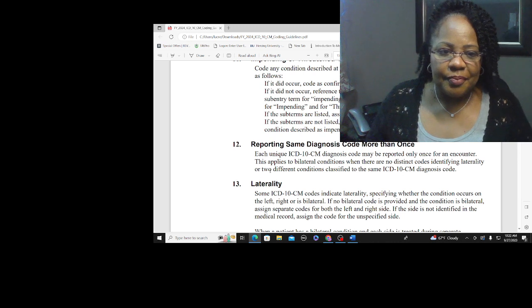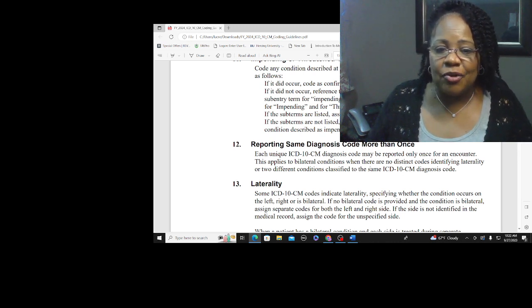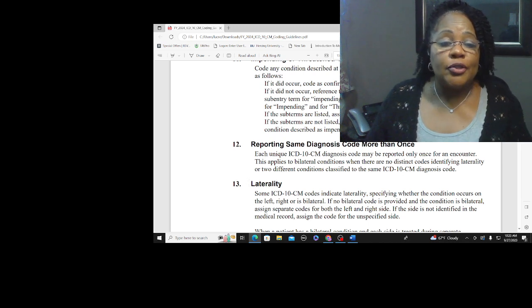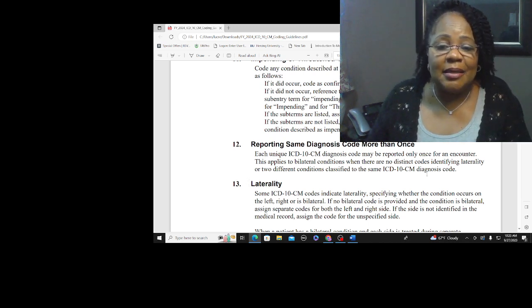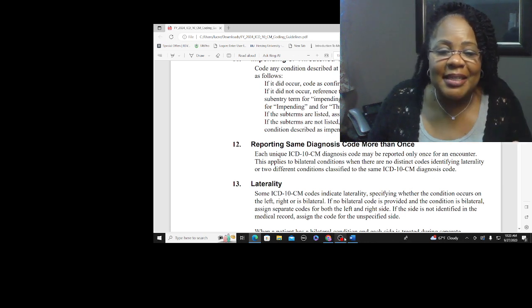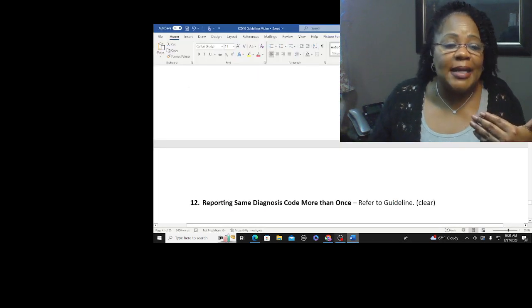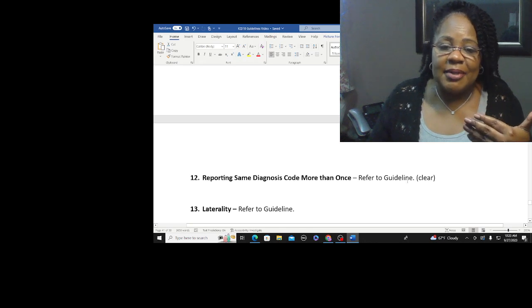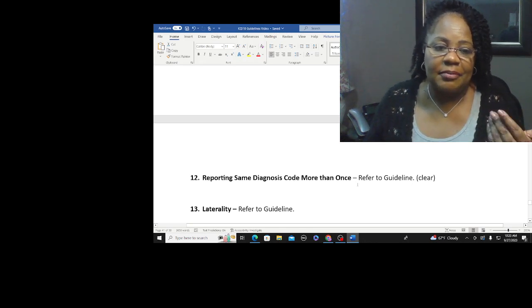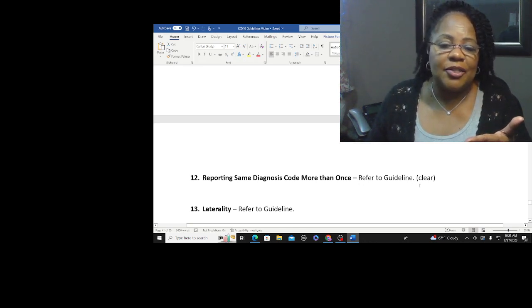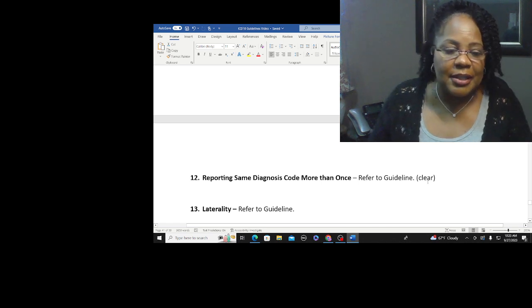So this applies to bilateral conditions when there are no distinct code identifying laterality or 2 different conditions classified to the same ICD-10-CM diagnosis code. Our coding now identifies the same diagnoses more than once. Okay, I think those guidelines are really clear. If there's any questions, let me know.